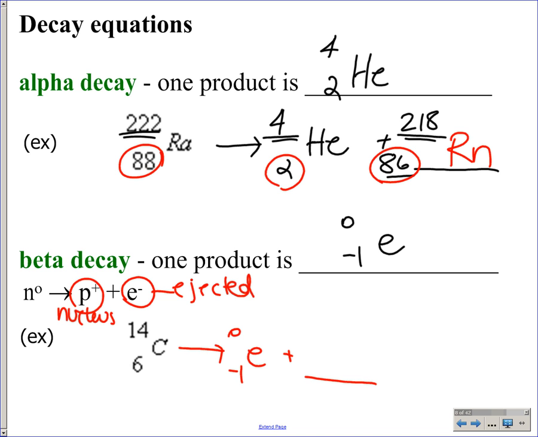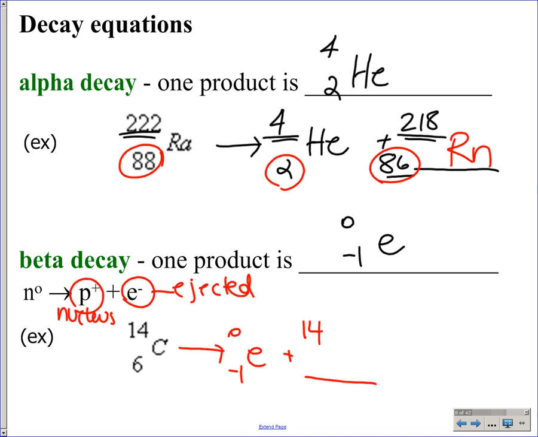We have to fill in the blank. We're using the same rules as before. The mass numbers have to equal on reactants and products, and the atomic numbers have to equal on reactants and products. So 14 plus 0, or excuse me, 14 minus 0 is just 14. Therefore, we still have 14 on the mass side.